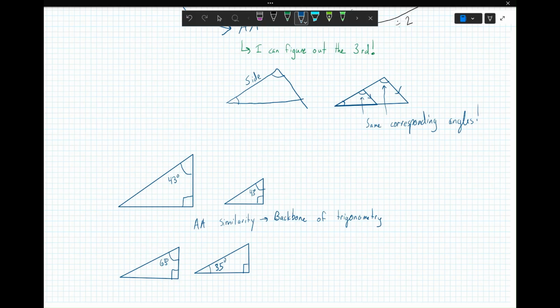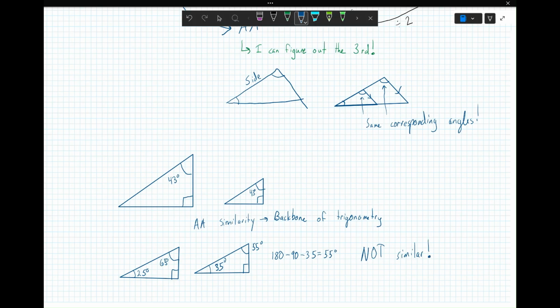When we know two angles of a triangle, we can figure out the third. So if I do 180 minus 90 minus 35, I know that this has to be 55 degrees. And similarly, I know that this has to be 25 degrees. So these are not similar. They don't have the same angles.